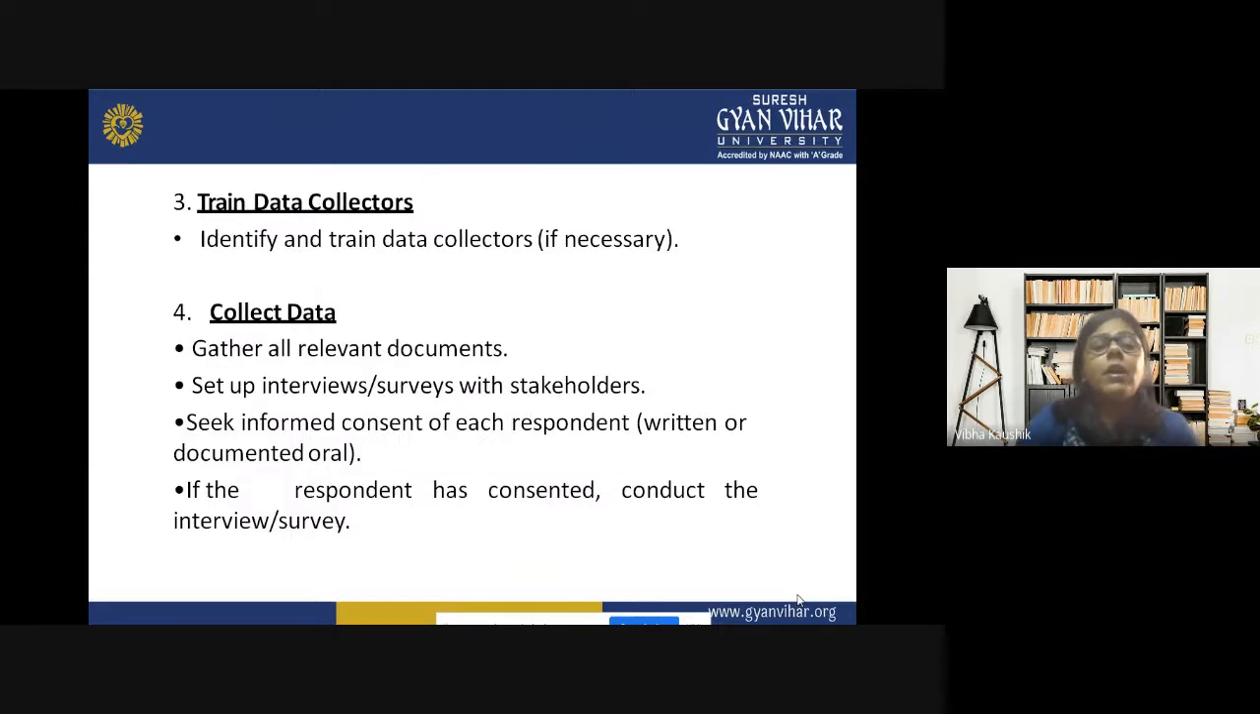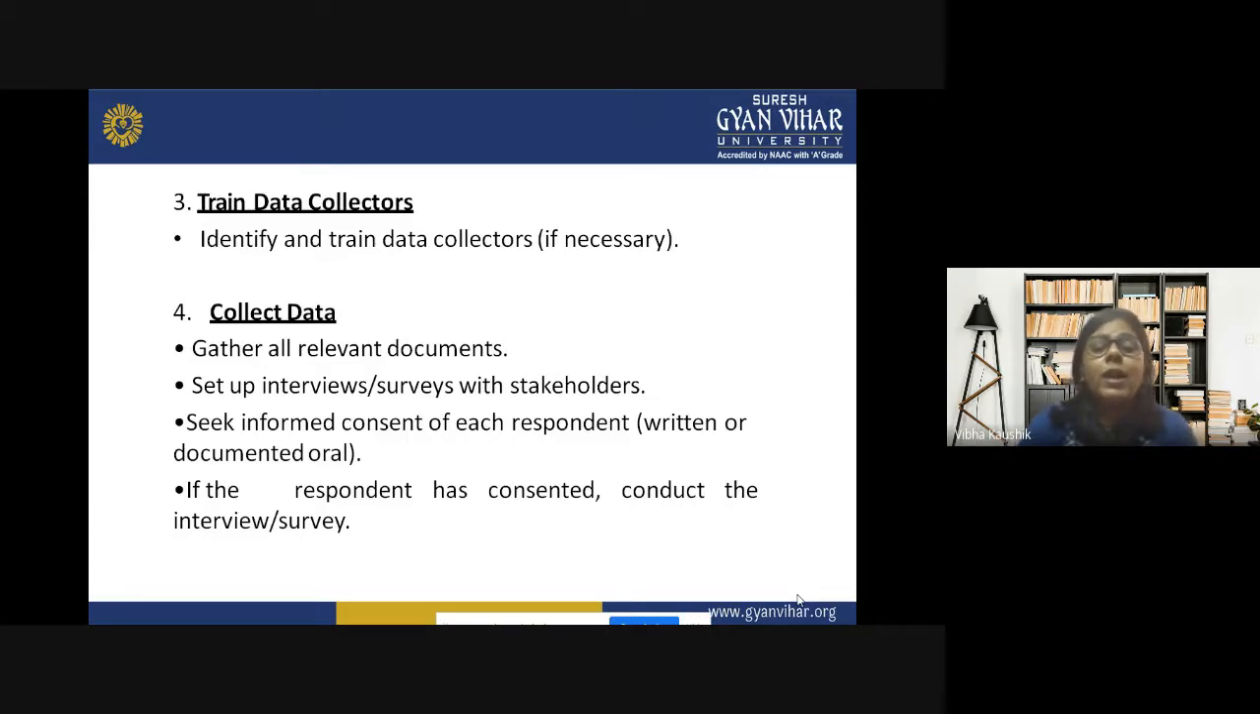Train data collectors: identify and train data collectors if necessary, so that you are able to collect the data. Collect data and gather all relevant documents. Set up interviews and surveys with stakeholders. Seek informed consent of each respondent, written or documented orally. You have to take the consent from each respondent, and the consent can be written or oral.